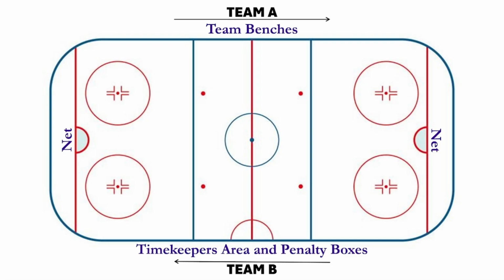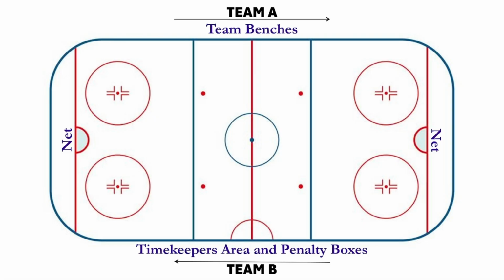At the bottom is the timekeepers area and the penalty boxes. The timekeepers area is in the middle, and the penalty boxes are on either side of that area. The penalty boxes are for players serving penalties. The timekeepers area is where the off-ice officials sit, who keep score, time, and are basically the administrative side of a given game.